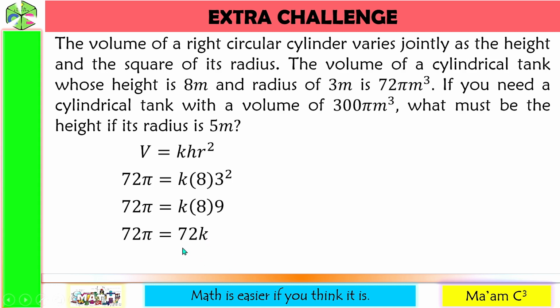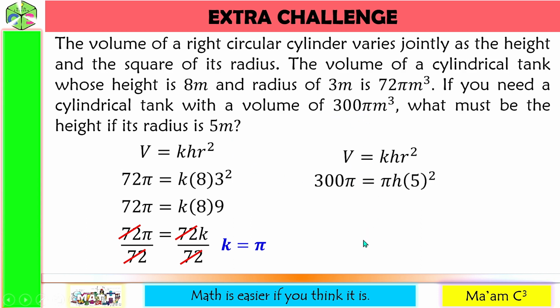To solve for k, let us divide both sides by 72. This 72 will cancel out, and also this 72. So we have k is equal to pi. Now let us rewrite once again our working equation. This time we have the value of k, that is pi. Our h is what we are looking for. R is 5 meters, and the volume is 300 pi. Let us substitute those. 5 squared is 25.